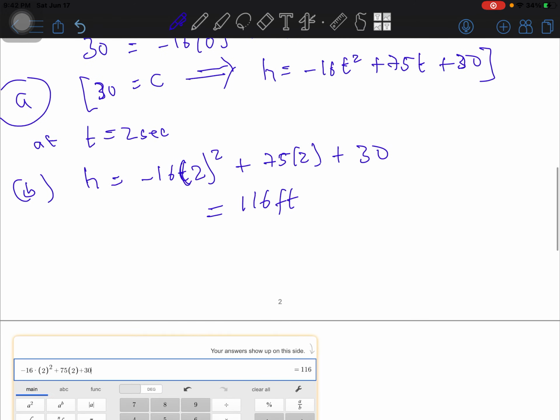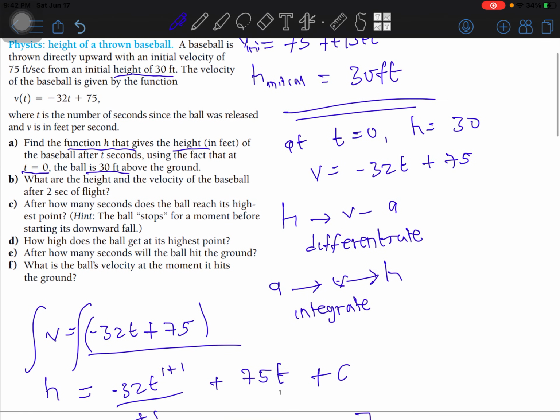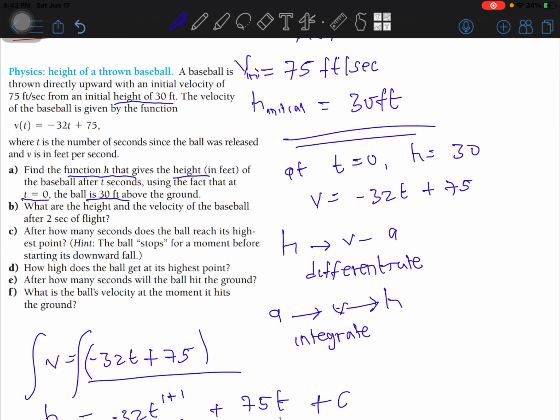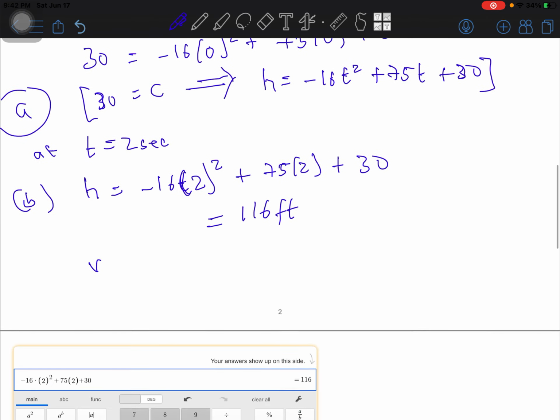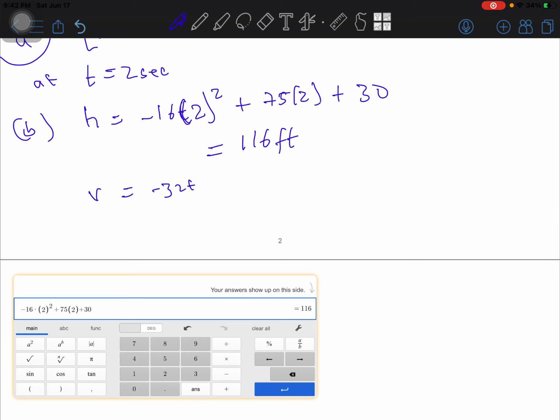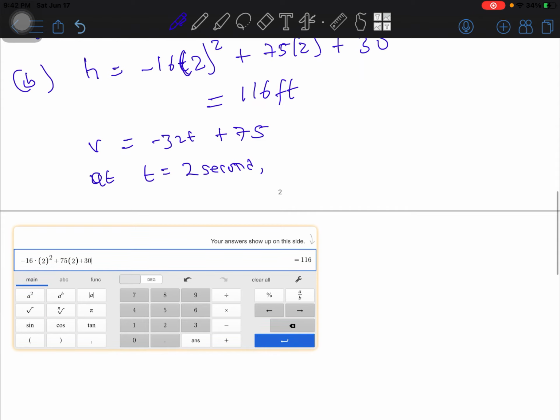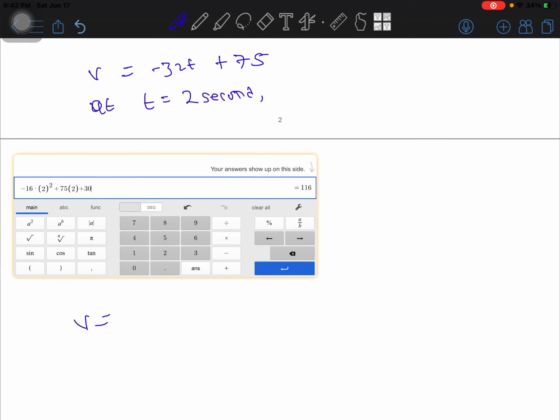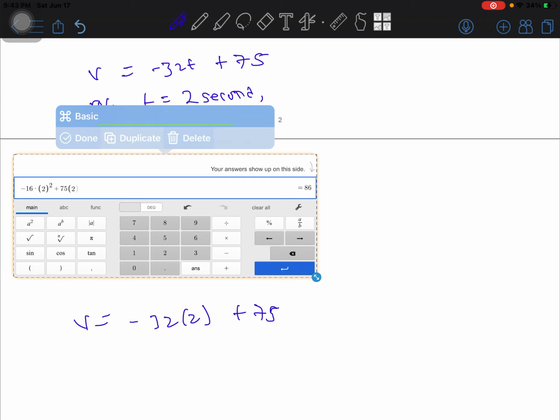So now we are done with part B for the height. They said we should find the velocity and then the height. So we are done with the height. Let's go to the velocity. Basically the velocity is equal to negative 32t plus 75, and therefore at t equal to 2 seconds, we are going to have our velocity v equal to negative 32 times 2 plus 75. So let's go back to our calculator again.